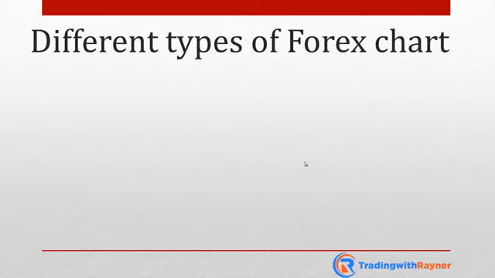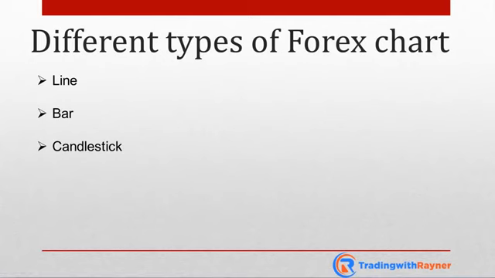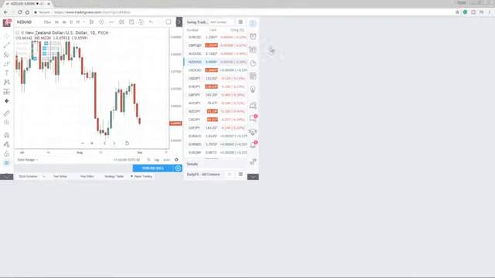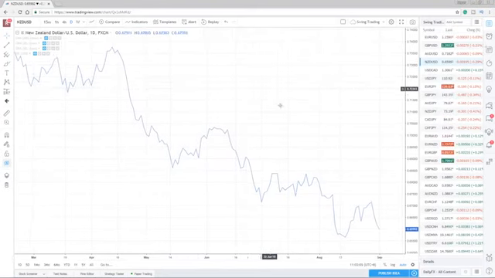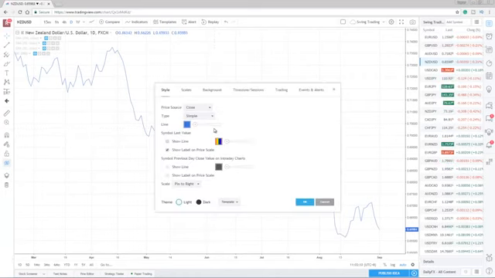Okay, so now, the different types of Forex chart. Generally there are many types of Forex chart, but I'm just going to share with you the three common ones: the line chart, bar chart, and the candlestick chart. Let's look at the line chart first. Typically it's a line on your chart, and what it does is that it connects the closing prices of the chart.